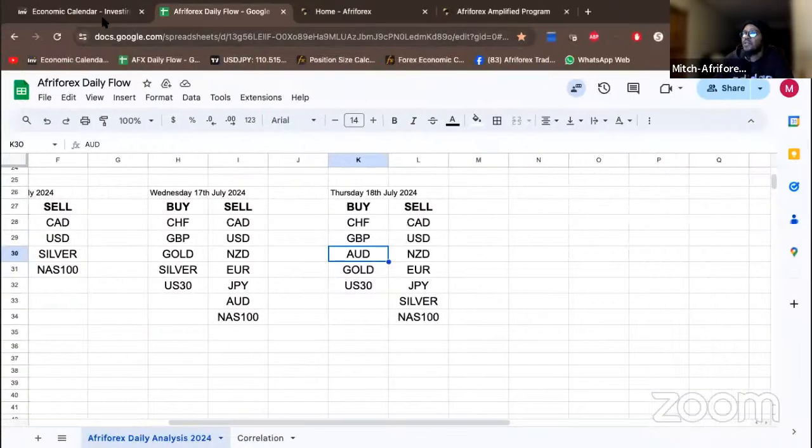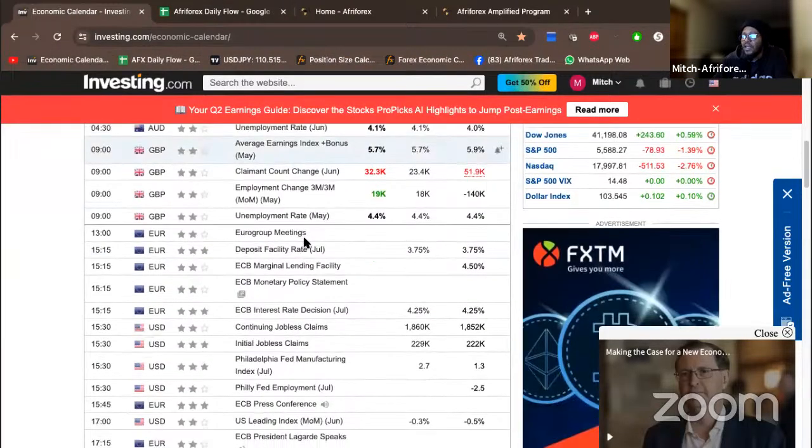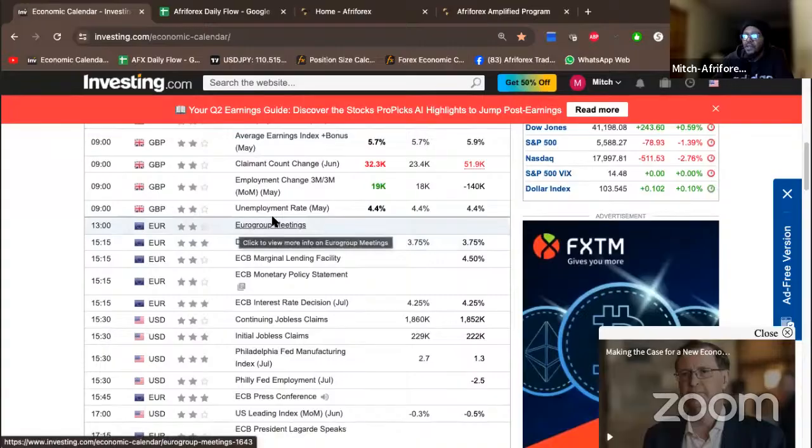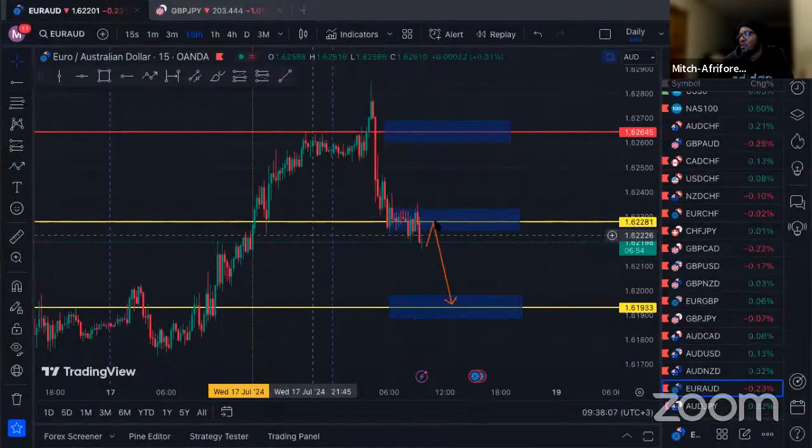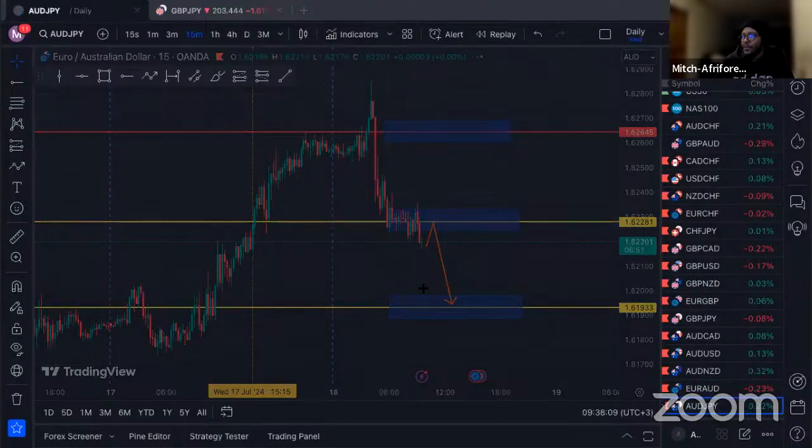And in terms of fundamentals, there's not necessarily that much today. Well, at least there are some euro group meetings, so nothing much during the London session. However, during the US session, we do have some euro fundamentals. So watch out for that. During the US session, we could end up seeing a lot of volatility on the markets.